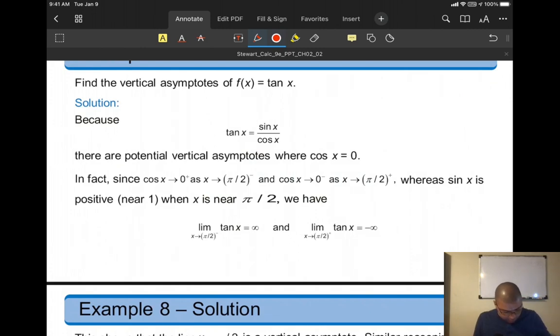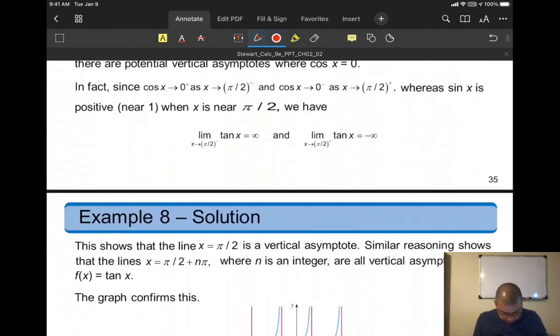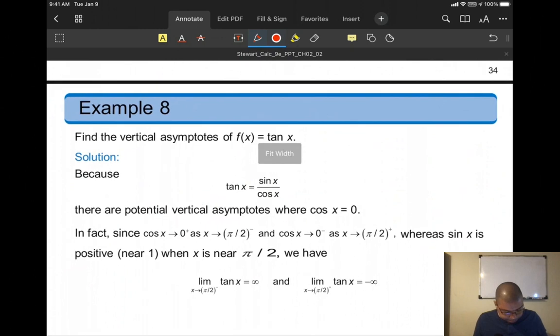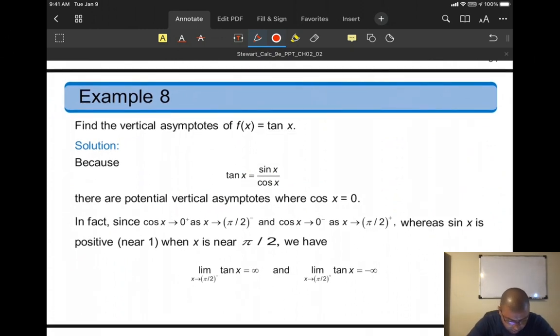Let's talk about this fairly quickly. We're almost done. So I have vertical asymptotes of f of x equals tangent x. First we classify and find possible places where this could happen. The possible place is where the bottom equals 0. So let's find where cosine x equals 0. When is that equal to 0?